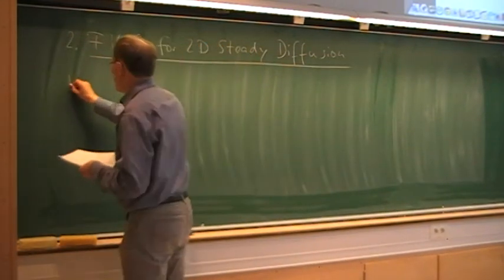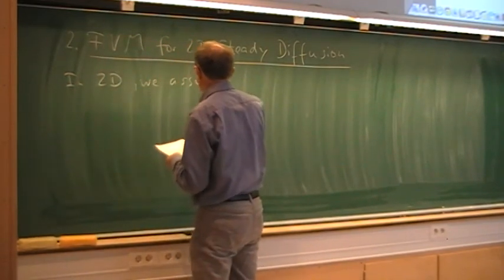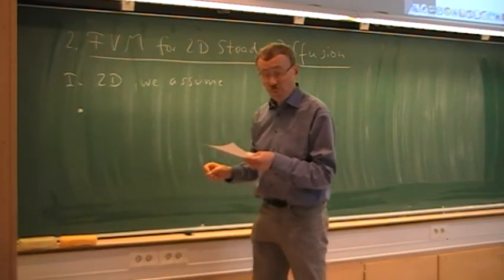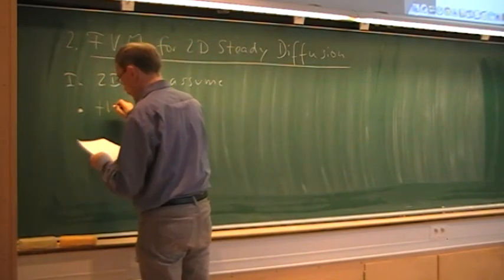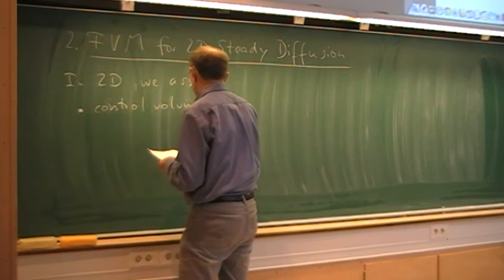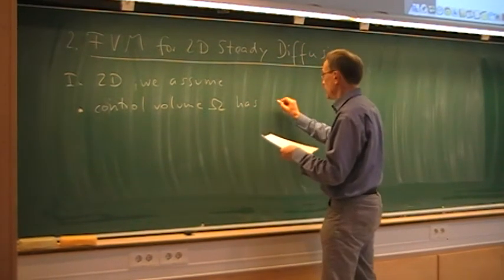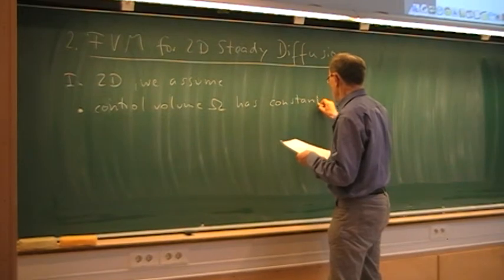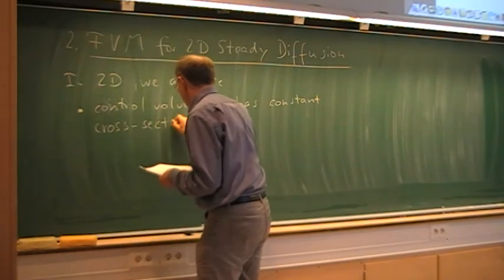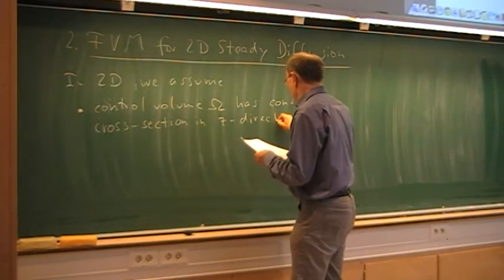So in 2D, we assume the following. We assume that the control volume omega has constant cross-section in the z direction. So that means the following.